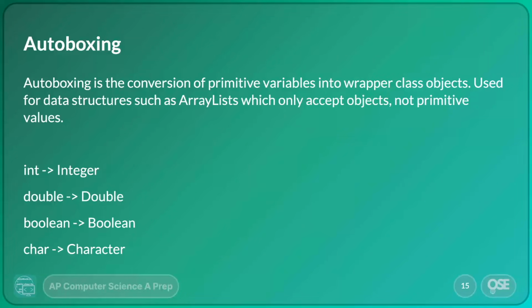Another important concept for APCSA is autoboxing. Autoboxing is the conversion of primitive data types into wrapper class objects, such as an int into an Integer, a double into a Double with a capital D, a boolean into a Boolean with a capital B, or a char into a Character with a capital C. Autoboxing is used for data structures such as ArrayLists, which only accept objects and not primitive values. Autoboxing happens automatically, hence the name, so you're never going to have to directly do anything special in your code in order to make this happen.